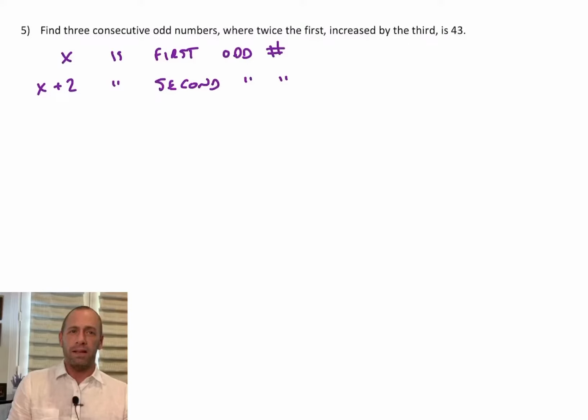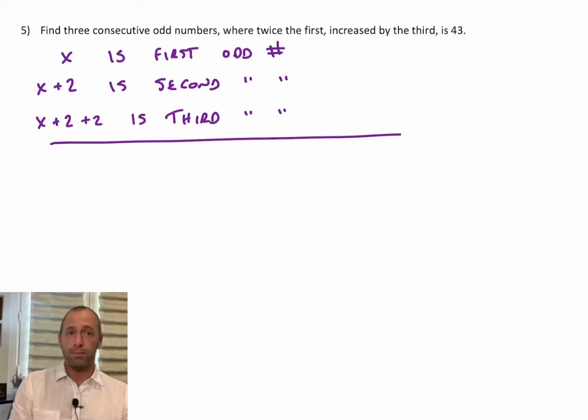The second one kind of looks like a ditto mark, so let's update that. X plus 4 is going to be the third odd number. So again, don't get thrown off here by the fact that we're adding 2, but we're looking for odd numbers. All odd numbers in a number line are separated by an addition of 2. Now that we've defined what our 3 numbers are, we can set up the equation. Twice the first, so 2 times x, increased by the third. Our third number was x plus 4 equals 43.